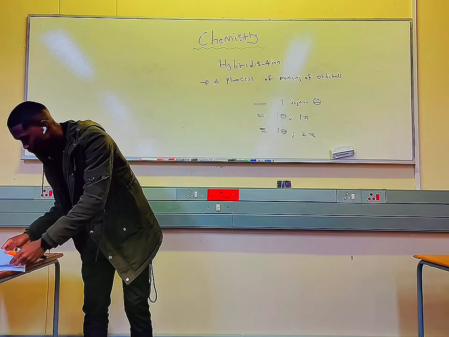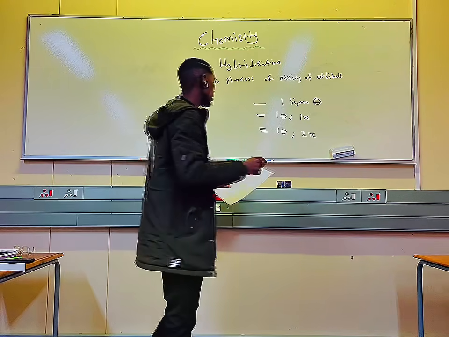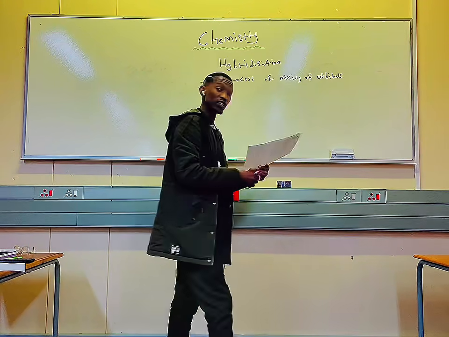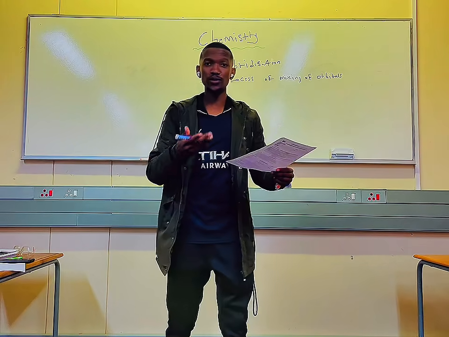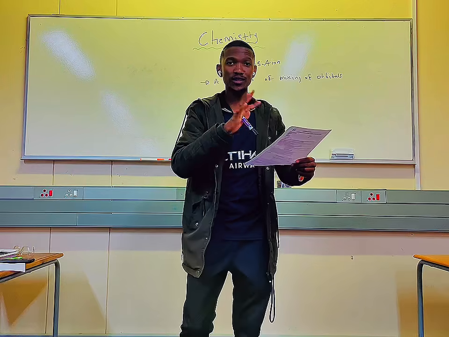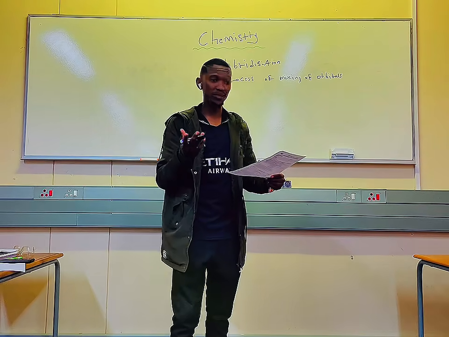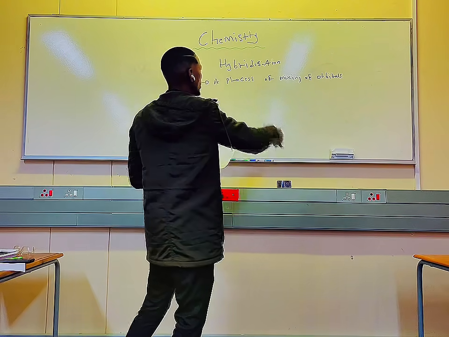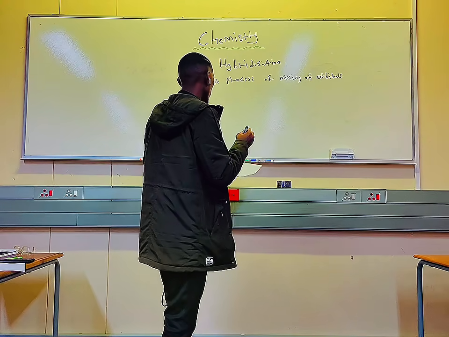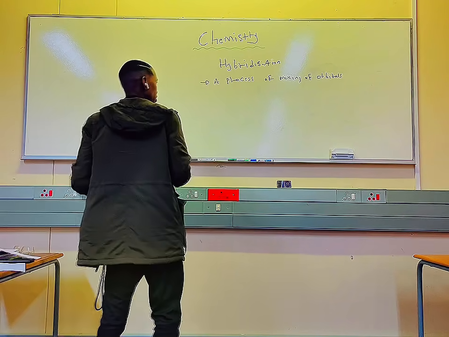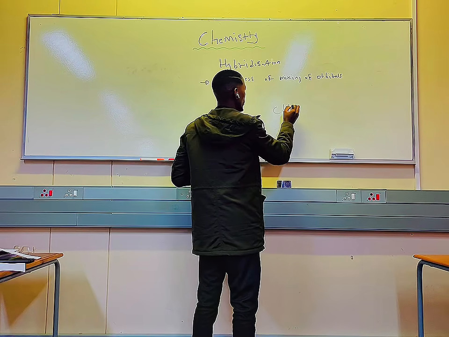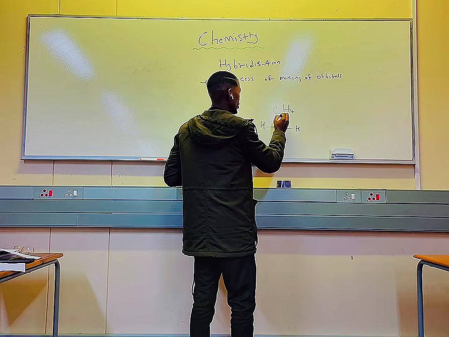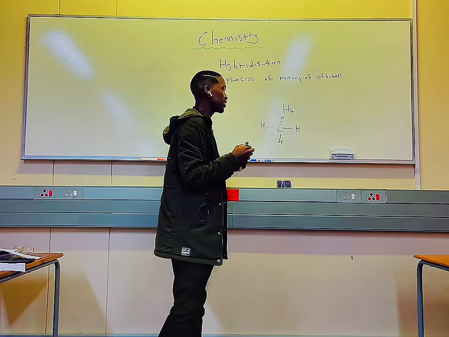Now this is very important. Today I'm using a script, because this is chemistry and I have to make sure I don't leave anything behind. I mentioned that hybridization is a process of mixing of orbitals. This is what happens when we look at CH4, because before this I had to tell you what an orbital is.